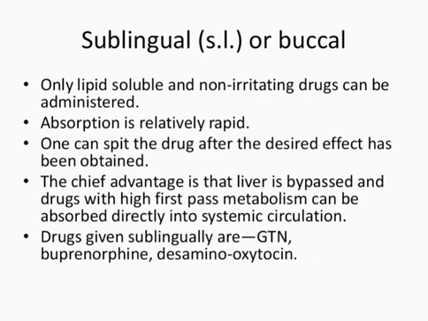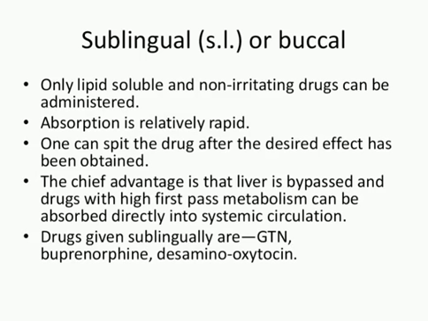Then the second form of systemic route of drug administration is the sublingual or buccal. Now the tablet containing the drug is mainly placed under the tongue or is crushed in the mouth, and it is spread over the buccal cavity. In this particular case, what happens? Only lipid soluble and non-irritating drugs can be administered through this method. Absorption is rapid as compared to the oral route, right? And the action is mainly achieved in a few minutes only.